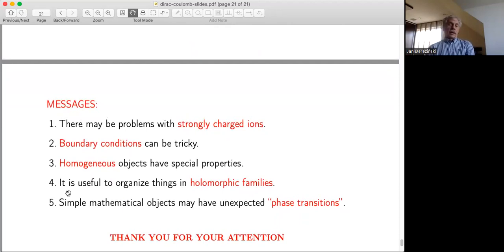Well, there is one obvious physical message. There may be problems with strongly charged ions. If you have an ion which has a very strong charge, then the corresponding Dirac-Coulomb Hamiltonian will be problematic. So this may have some physical consequences. Of course, such nuclei are unstable for other reasons, so this is not a very physical consequence. The other consequences are more mathematical, but they are also interesting.